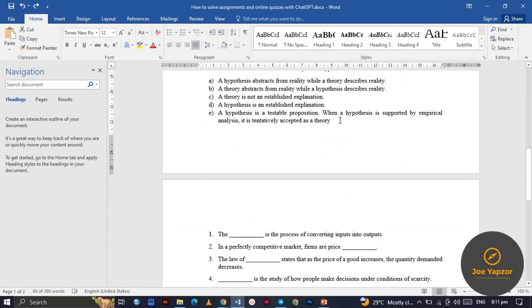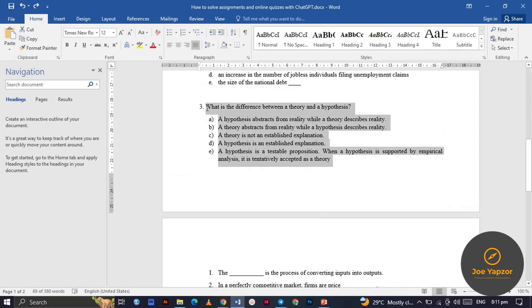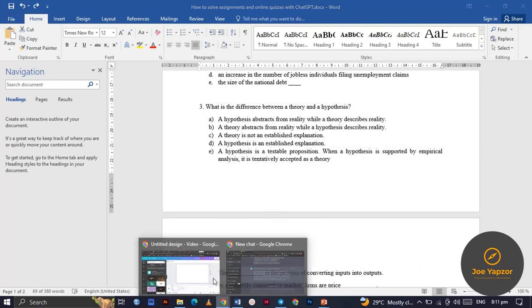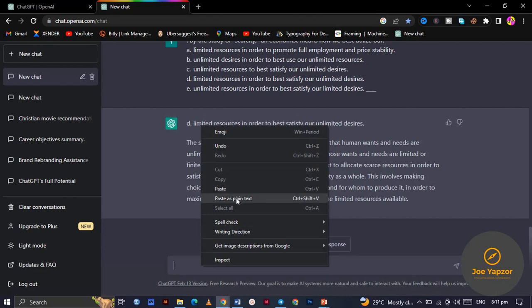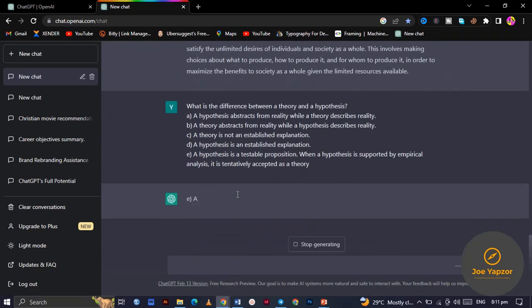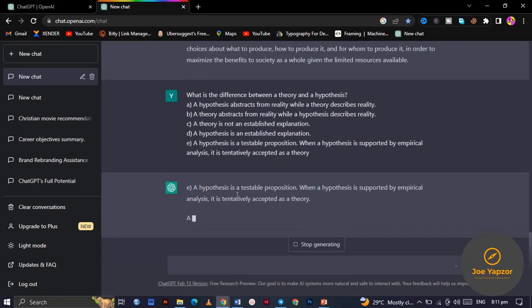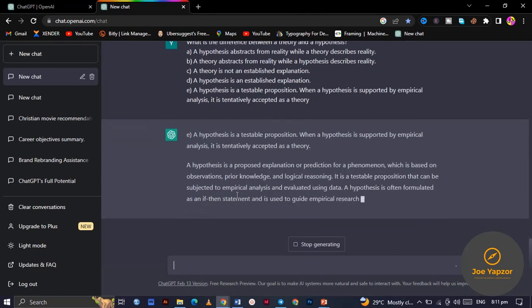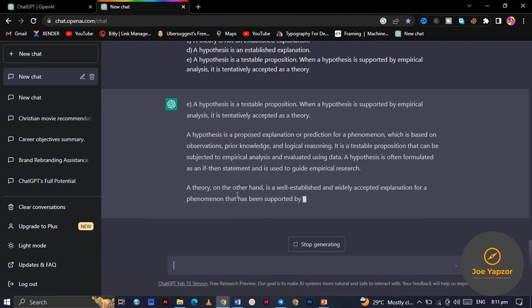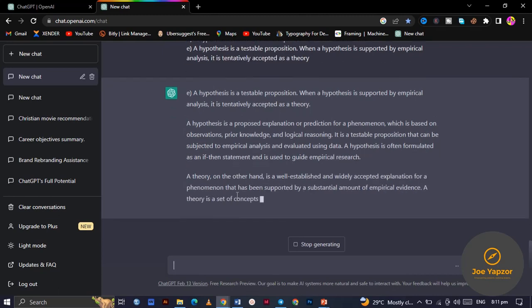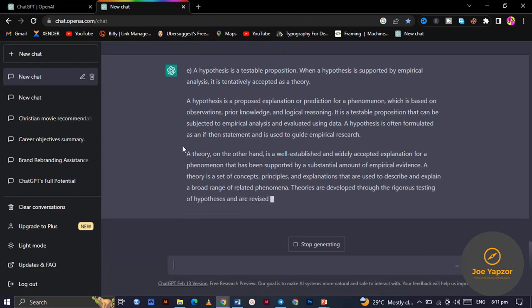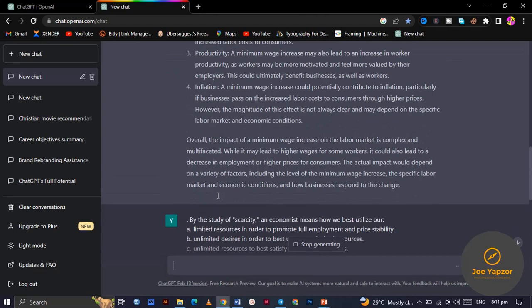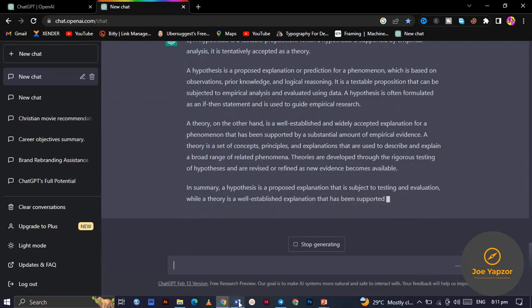Let's go to the third one. So what's the difference between a theory and a hypothesis? There are many fields used. So the answer that is chosen is what? The E. So a hypothesis is a testable proposition. When a hypothesis is supported by analysis, it becomes a theory. So that's the right answer that it has chosen over there, and a whole lot. So it's able to do that for you.